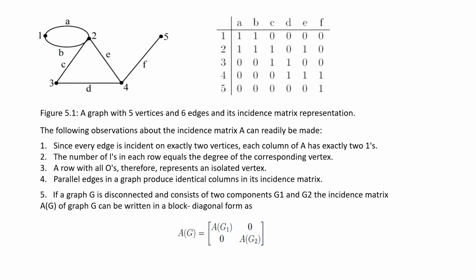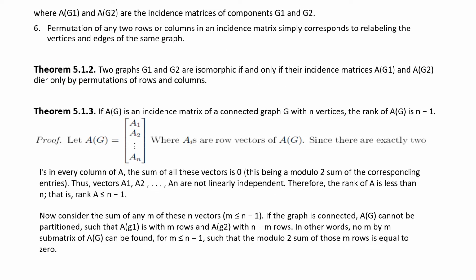For example, in this representation, the edges A and B are the parallel edges, and in the matrix representation corresponding to A and B, the columns are identical. Fifth point is, if a graph G is disconnected and consists of two components G1 and G2, the incidence matrix A of G can be written in a block diagonal form as A of G is equal to A of G1, 0, 0, A of G2, where A of G1 and A of G2 are the incidence matrices of components G1 and G2.